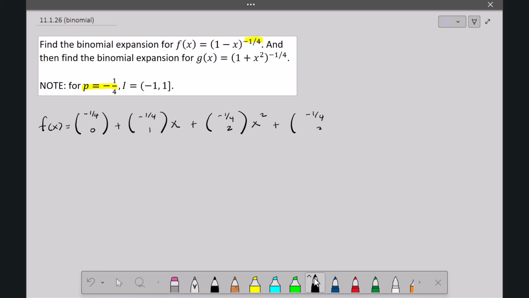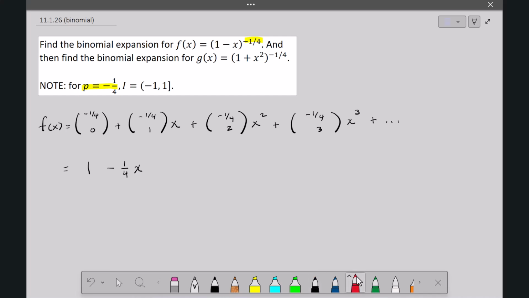Generally we are looking for 4 non-zero terms, so we'll stop there, plus ... It is a series. Now the first two binomial coefficients evaluate really easily. Negative 1/4 choose 0 is 1. And then negative 1/4 choose 1 is p, so whatever p is up there. P choose 1 is always p.